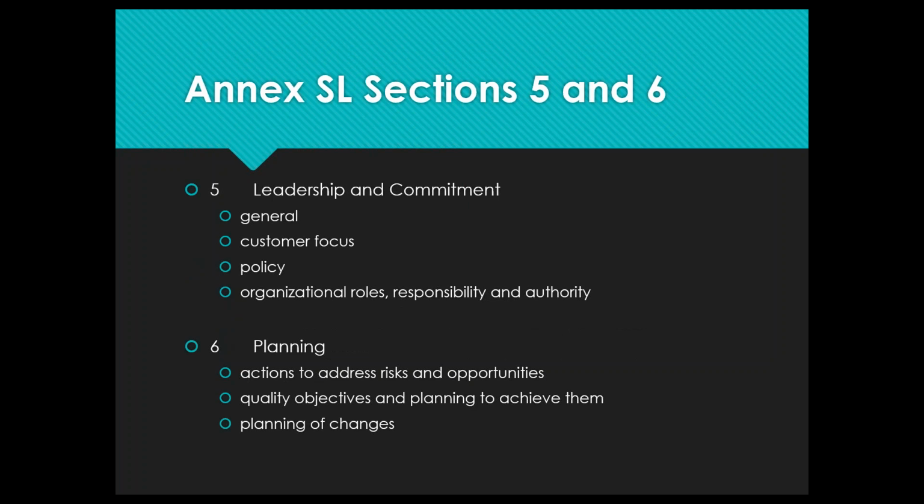Section 5 is called leadership and commitment. We have the quality policy is captured here, customer focus is captured here, establishing responsibility and authority. In section 6, we have the primary placeholder for risks, and we also have the quality objectives. So there's 2 primary pieces at play here.